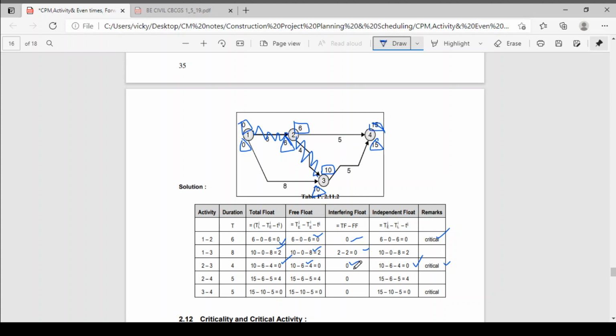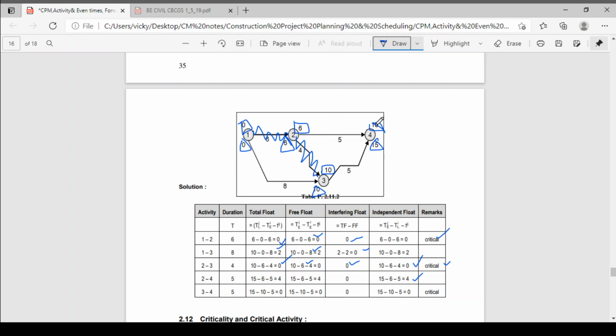Okay, now interfering float is total float minus free float, which is 0. Independent float is 15 minus 6, which is 9, and 9 minus 5 is 4. Independent float is 4. Next, activity 3 6: CL 4 4 0 4. So this is not a critical activity.